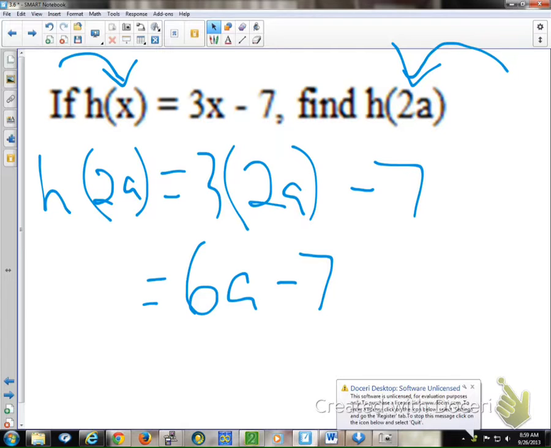Yes, I think I understand what you're saying. Function notation is no different than linear equations. It just puts them in a way that we can use more than one at once. Do we have to keep the H? Yes, this equals H of 2a.